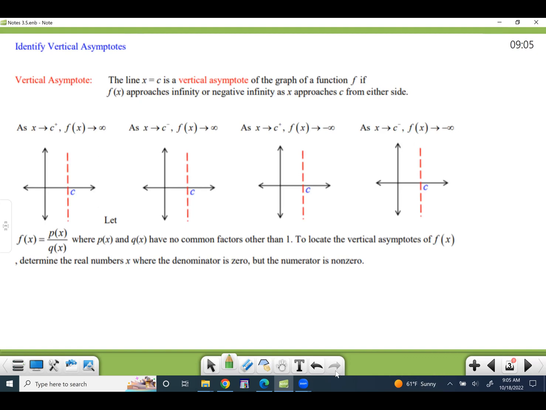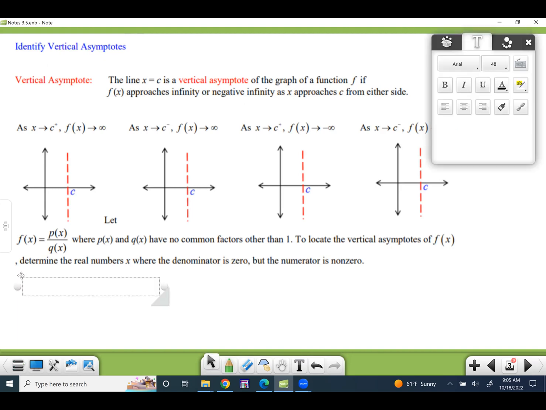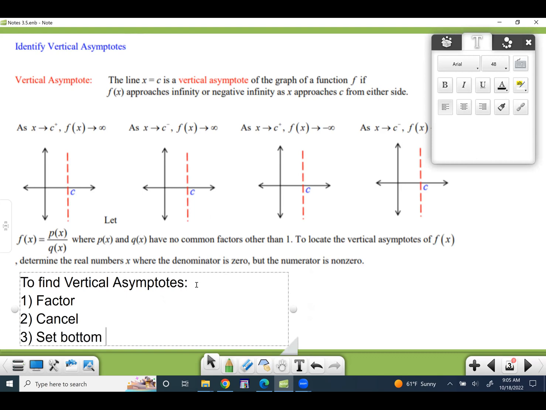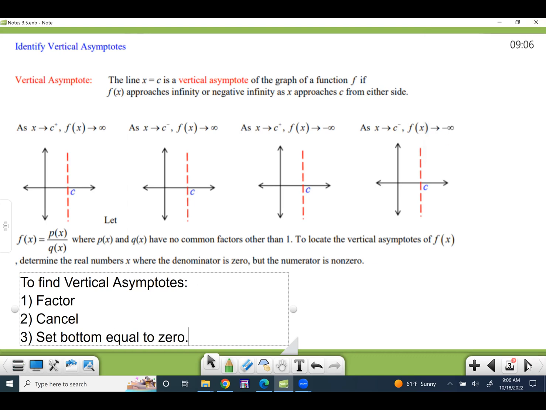So the moral of the story on this page is, how do we find vertical asymptotes? I'm going to give you a 3-step process, at least for these rational functions, to find vertical asymptotes. Number 1, factor. Number 2, cancel. And then number 3, set the bottom equal to 0. That's our steps. So let's go into these functions and we will do that.